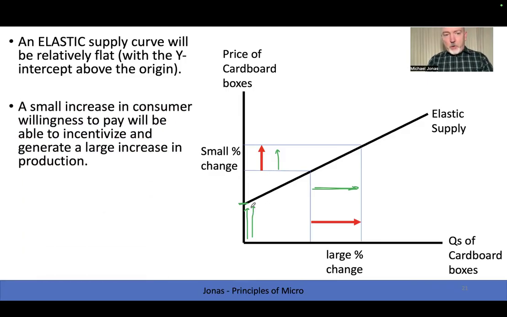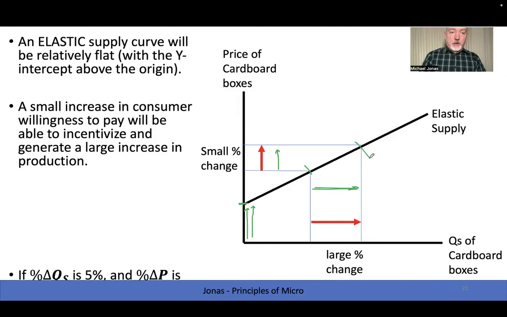So again, a small increase in consumer willingness to pay. Imagine a demand curve shifting to the right is going to induce a relatively large increase in quantity supplied, a highly sensitive production process.